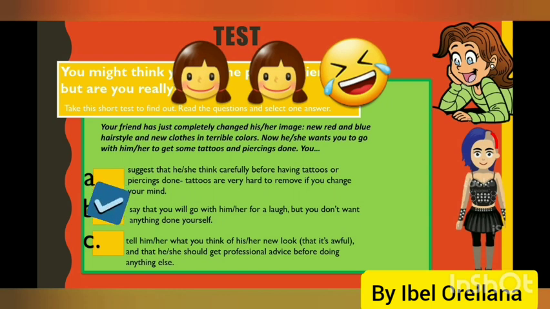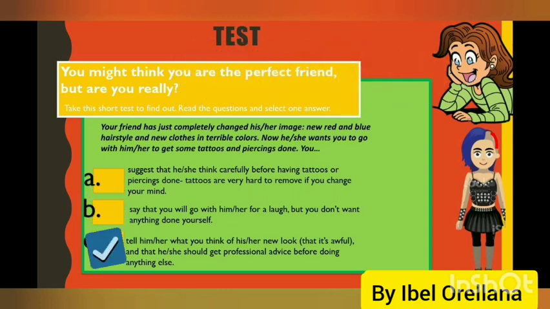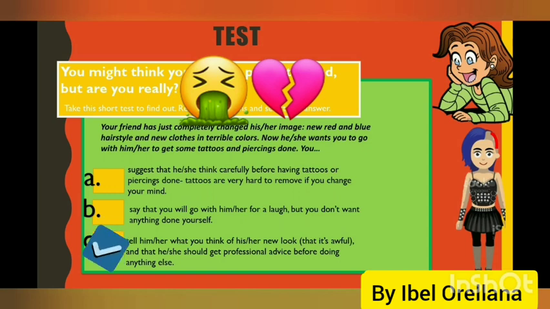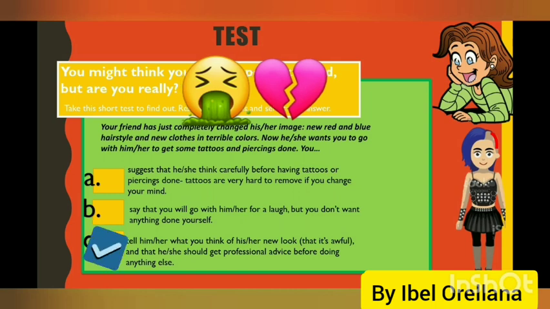B. Say that you will go with him or her, but you don't want anything done yourself. C. Tell him or her what you think of his or her new look. That is awful. And that he or she should get professional advice before doing anything else.